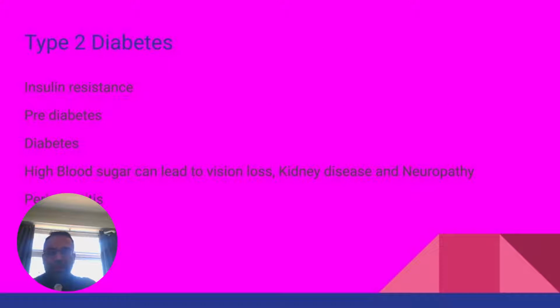In type 2 diabetes, insulin resistance develops. In pre-diabetes, the HbA1c level is normally between 5.7% to 6.4%. The normal HbA1c level is below 5.7%. For a diabetic individual, the HbA1c is around 6.5% or more. And high blood sugar can lead to vision loss, kidney disease, and neuropathy.